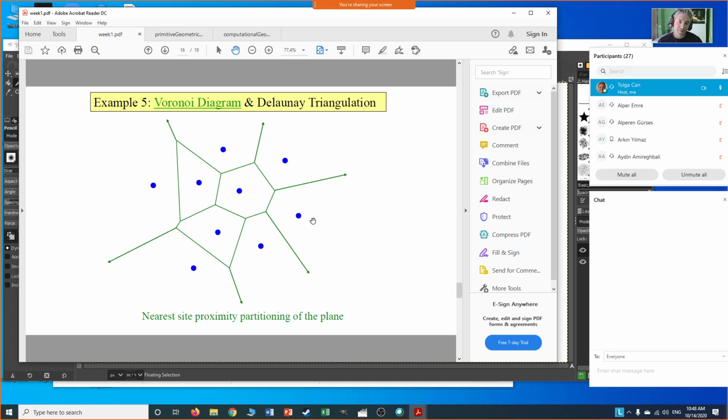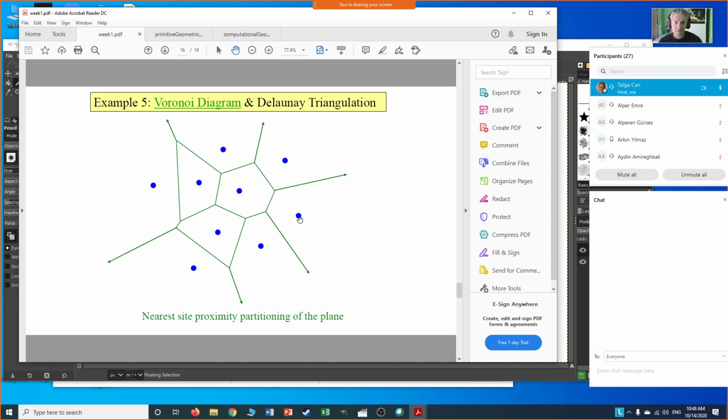But as you can see, the Voronoi diagram is really interesting. Its vertices, these are the vertices of the Voronoi diagram, are not one of the input points. This vertex here, why is this a vertex? Because it's equidistant to these 3 input points.